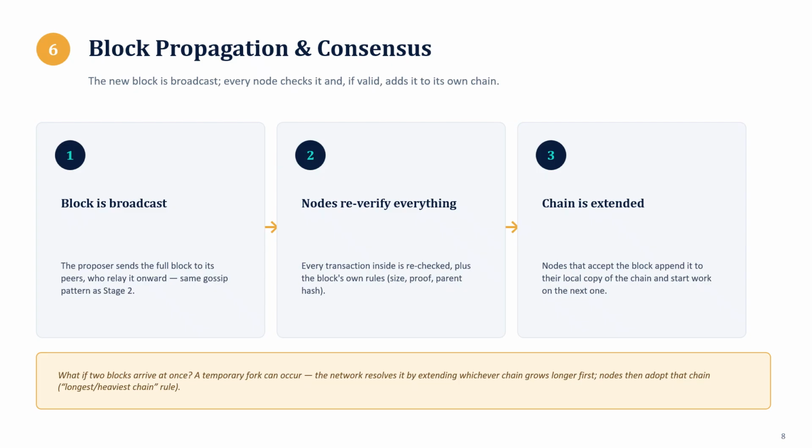One edge case worth flagging: what if two valid blocks arrive at almost the same time? That's a temporary fork. The network resolves it using the longest chain rule, or in proof of stake terms, the heaviest chain rule. Whichever branch keeps growing fastest is the one nodes eventually settle on, and the other branch's transactions go back to the mempool to try again.